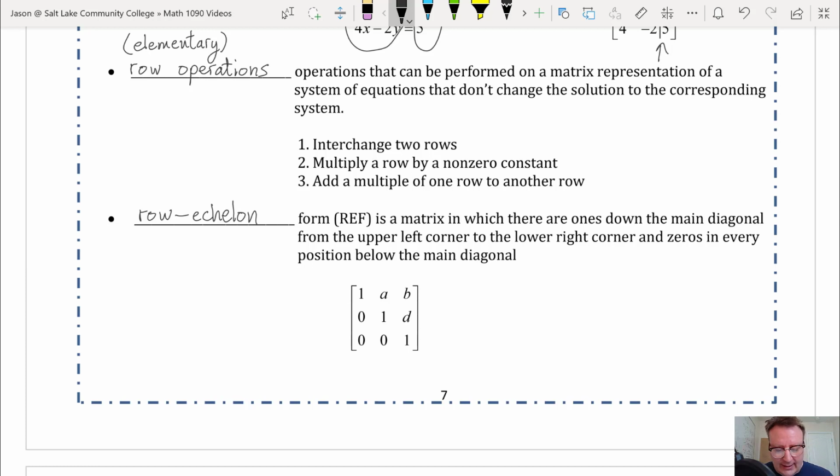The key idea is that by performing any finite sequence of these elementary row operations, you will change the look of the matrix that represents your linear system, but the corresponding system of equations to that augmented matrix will have the exact same solution as the original linear system. So the key idea is that these row operations preserve the solution set for the system.